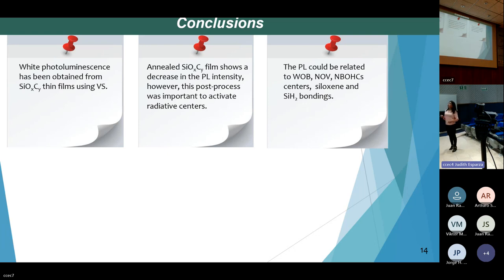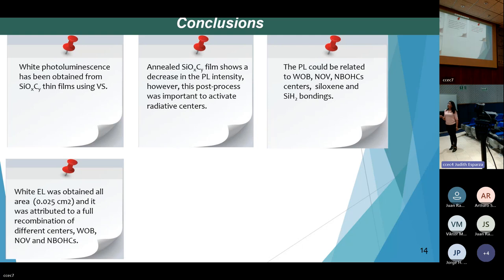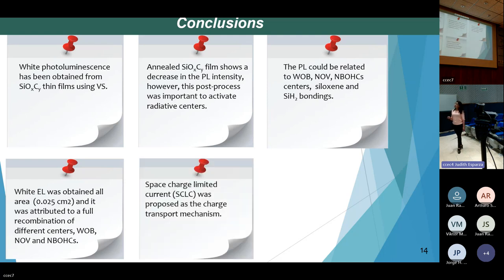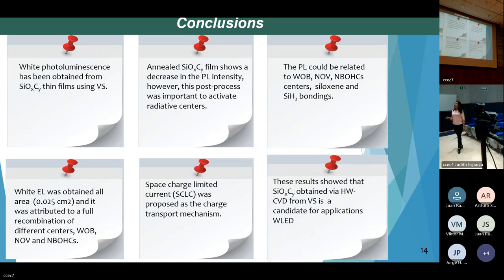The photoluminescence is related to different depths. Electroluminescence was obtained over the whole area. This white electroluminescence was attributed to different recombination of defects, such as weak oxygen bonding, neutral oxygen vacancy, and non-bridging oxygen hole centers. And the conduction mechanism was space charge limited current. Finally, these results show that silicon oxycarbide obtained by hot wire CVD is a candidate for application in light emitting devices. Thank you so much.